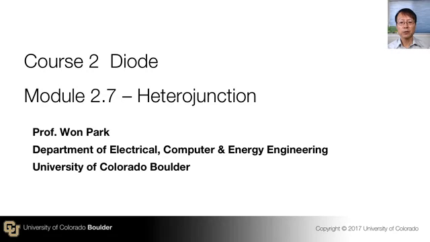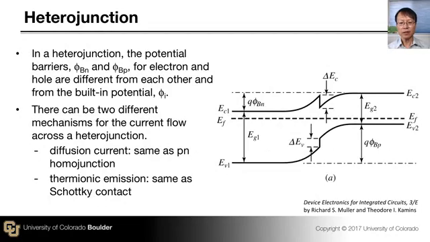In this video, we will discuss the current in heterojunction. So in a heterojunction, the energy barrier or the potential barrier between the two sides, P and N side, is modified by the band offset. So there is a conduction band offset and the valence band offset as shown here.